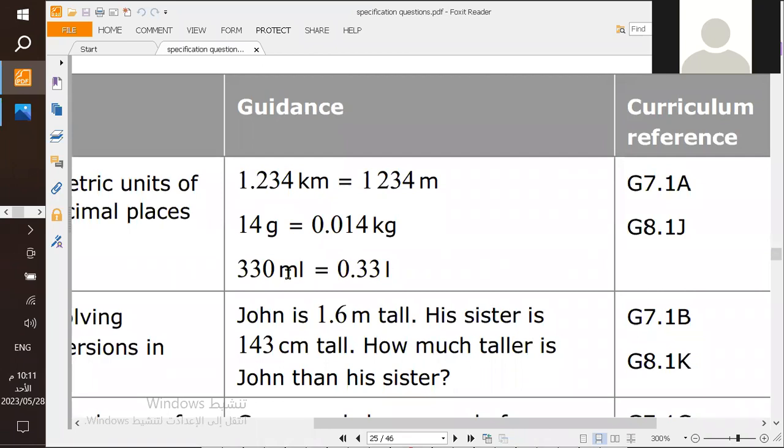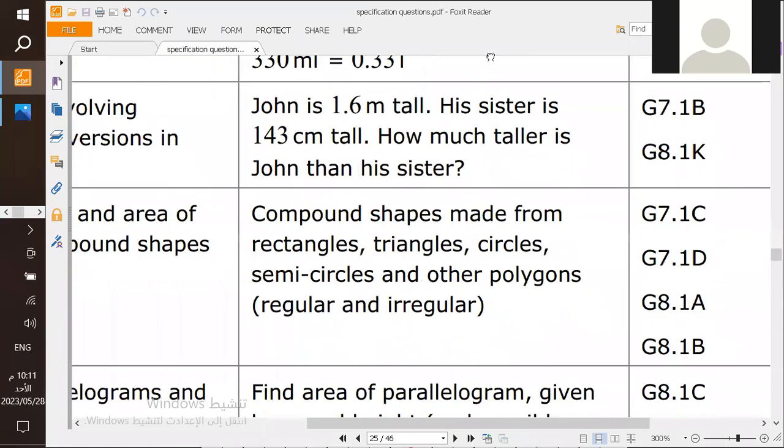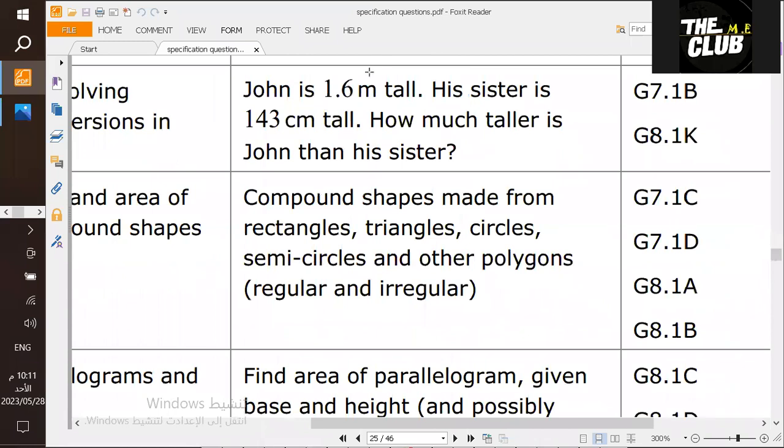Liters and milliliters, same idea. It's 1,000. So one liter equals 1,000 milliliters. So milliliters to liters, we divide by 1,000. Big to small, we multiply by 1,000. Okay, that's the idea. Let's check this question here.